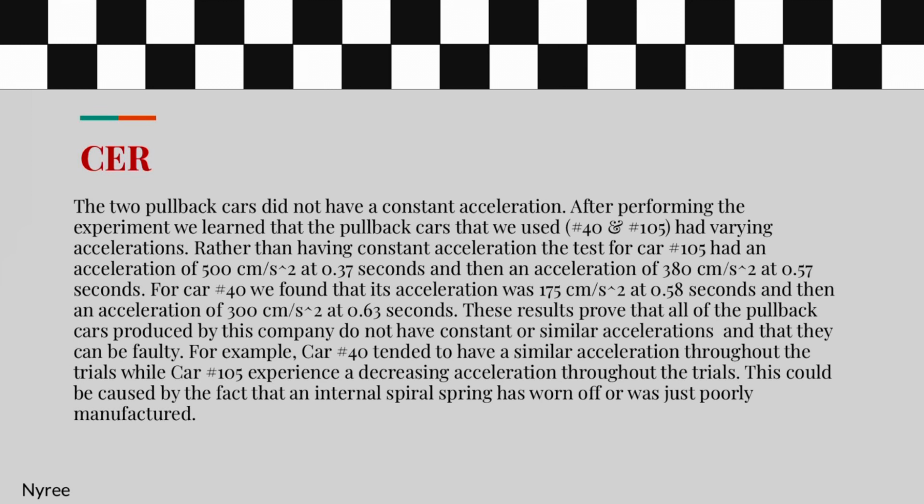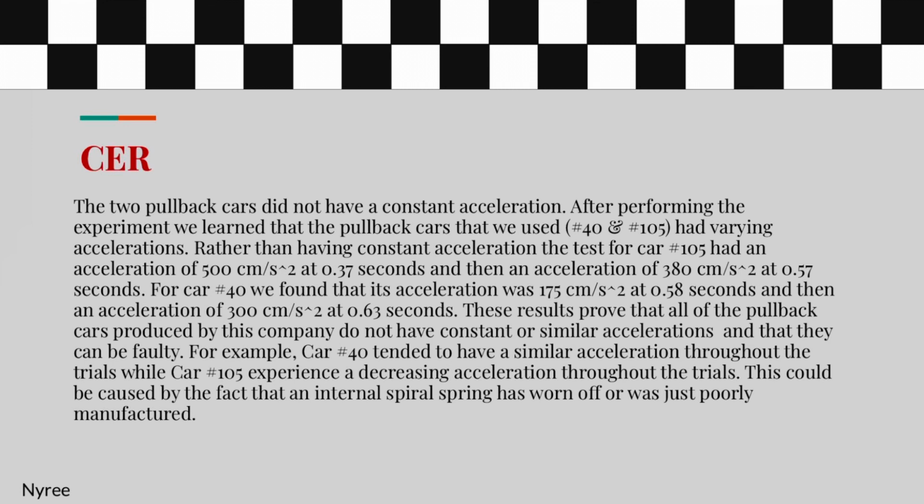After performing our experiment, we learned that the two pullback cars did not have a constant acceleration and instead had varying accelerations. Rather than having constant acceleration, the test for car number 105 shows that the car had an acceleration of 500 centimeters per second squared at 0.37 seconds, and then had an acceleration of 380 centimeters per second squared at 0.57 seconds. For car number 40, we found that it had an acceleration of 175 centimeters per second squared at 0.58 seconds, and then an acceleration of 300 centimeters per second squared at 0.63 seconds.